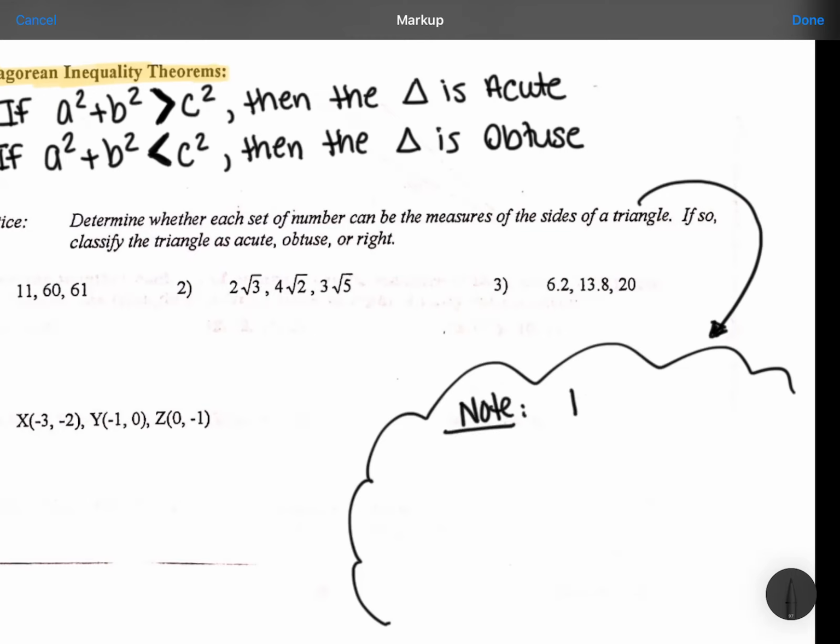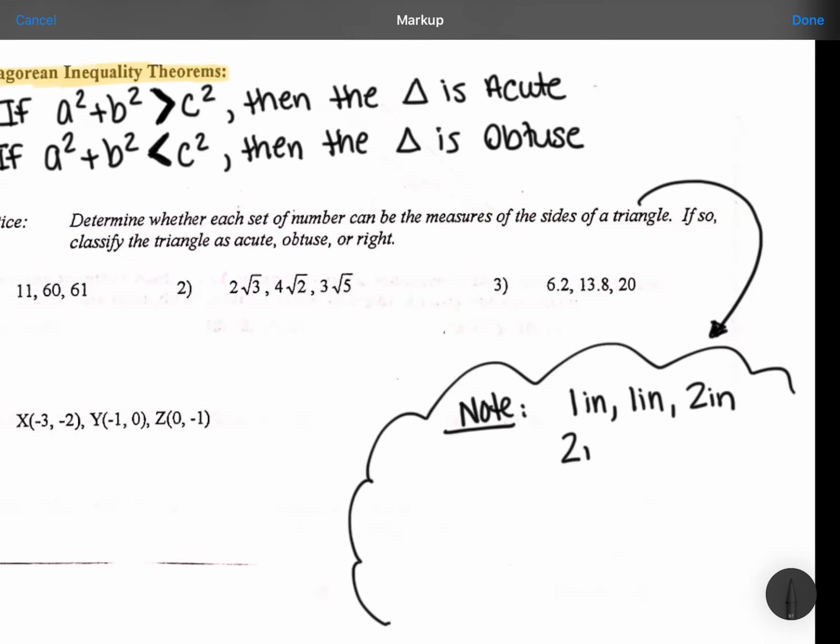If I have sides of 1 inch, 1 inch, and 2 inches, and I try to cut little pieces of paper out, a 1 inch, another 1 inch, and a 2 inch, there's no way I can connect those three sides together to make a triangle.